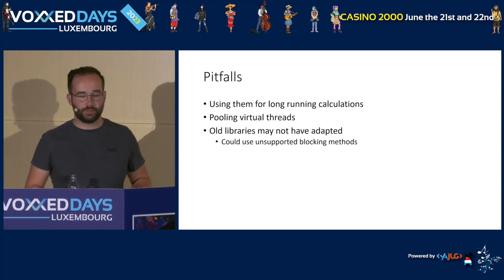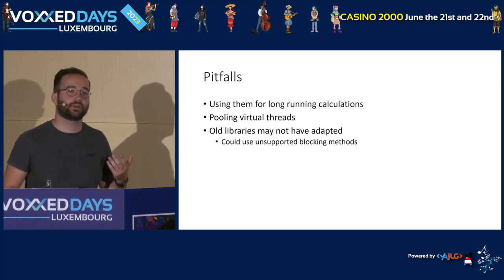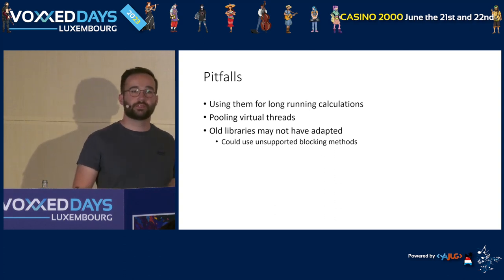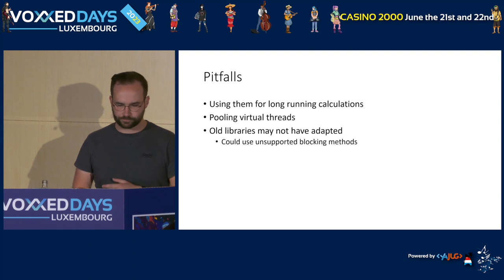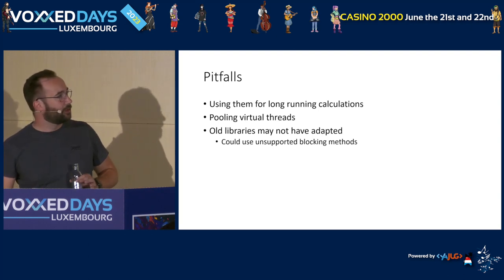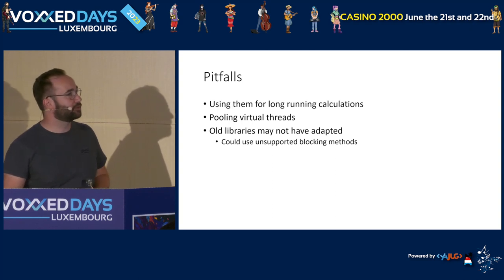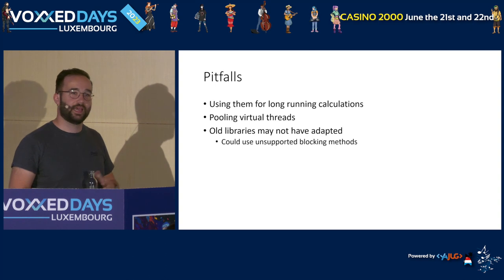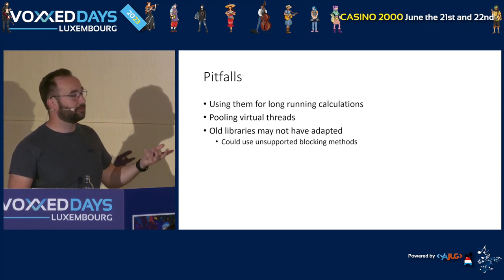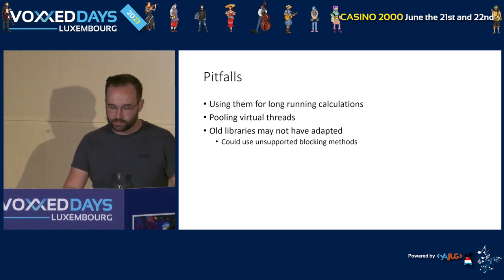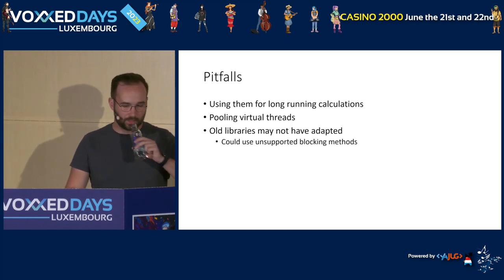The same goes for pooling virtual threads. Because they are so cheap to create, they are really meant to be created on the spot and just be discarded, not pooled. So you have to look out for that, because there is no use in pooling virtual threads. And of course, the old libraries may not have been adapted yet and may still use those methods that pin your virtual thread to its carrier thread. So you'll have to watch out for that.